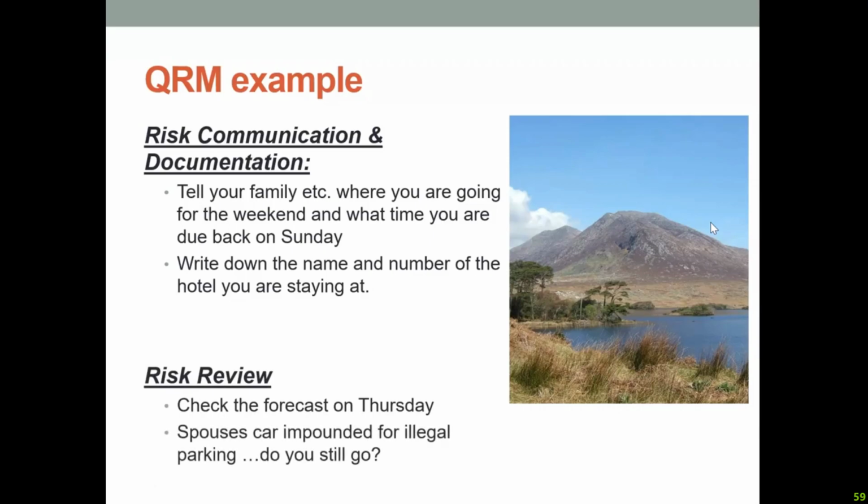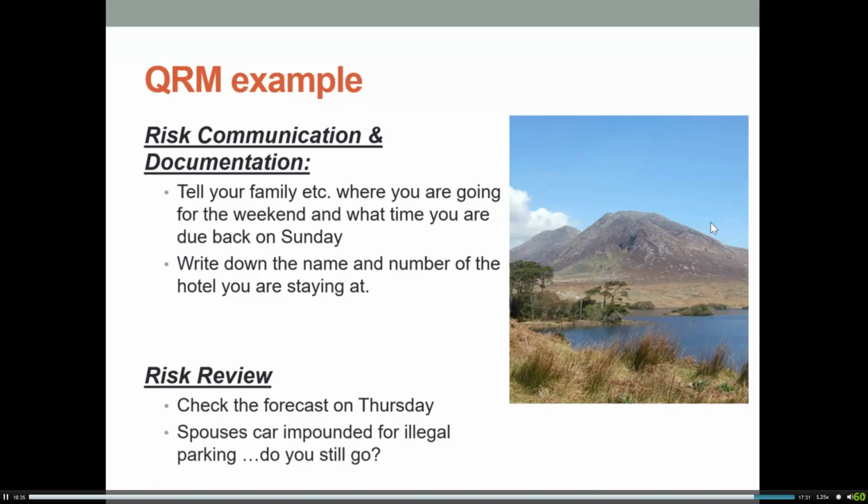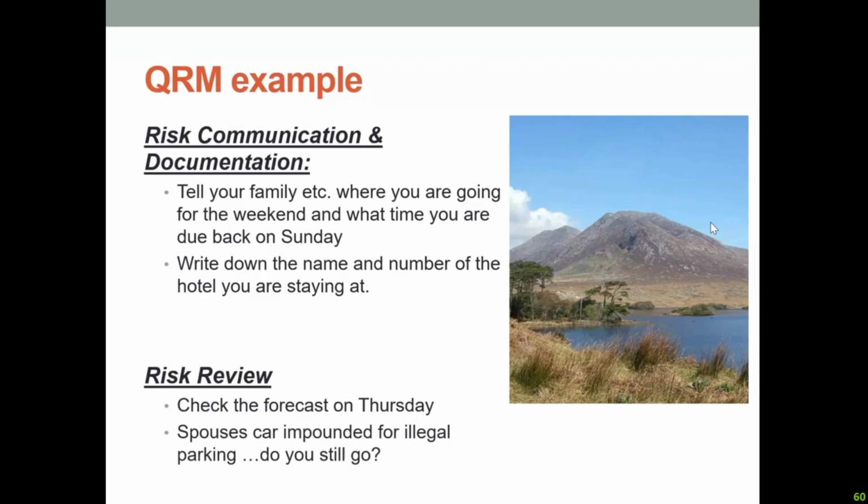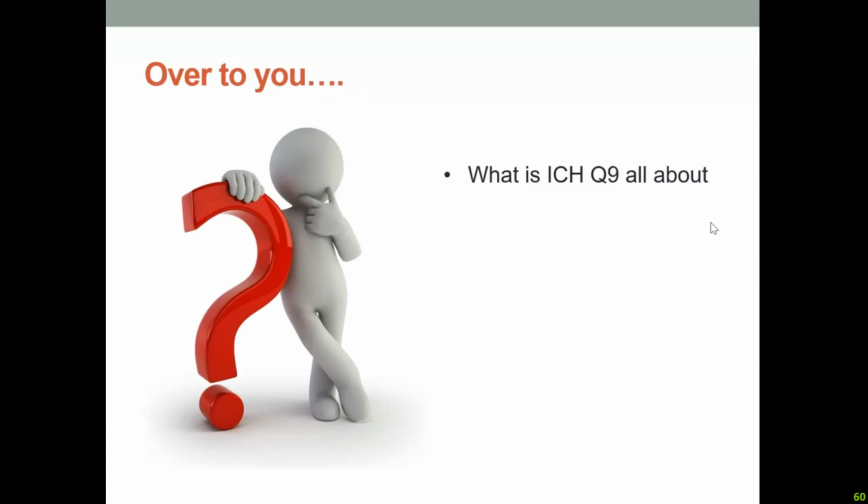If I found out that my spouse's car was impounded for illegal parking, would I still go? So again, that's changed my scores and I might have to go back and reassess then on the basis of driving my own car. Would I get it serviced? Would I be prepared to take the risk? So that's how a QRM would work. It's a very logical means to approach a problem and to assess a risk, to say, well, what is an acceptable risk and what is not an acceptable risk.